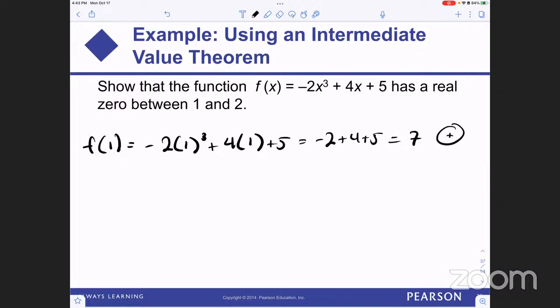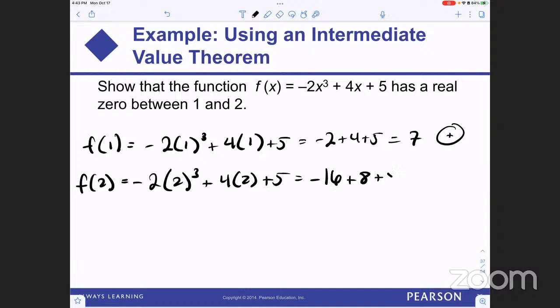Okay. So then when x is 2, negative 2 times 2 cubed plus 4 times 2 plus 5, negative 16 plus 8 plus 5, I think that one is negative 3. So that one is negative. So we got our change in sign and we're working with a polynomial. That means that somewhere between x equals 1 and x equals 2, it has to cross the x-axis. So there has to be a 0 between x equals 1 and x equals 2. Okay. That was a demo on the intermediate value theorem.